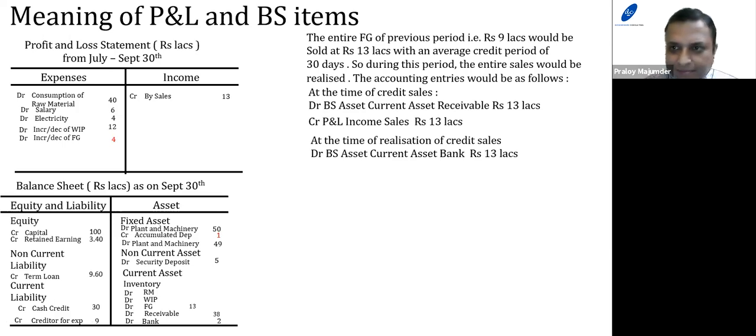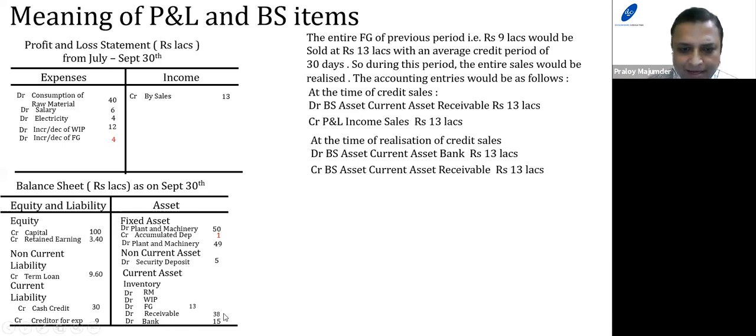Now when the realization is happening, cash flow is happening immediately. So first entry will be the debit balance sheet current assets bank 13. On the asset side, debit, so it will be added. Now 13 plus 2, it has become 15. So what would be the second entry? Second entry means receivable is being realized. So second entry will be credit balance sheet asset current assets receivable 13. Here receivable was 38. Now 13 is credit, it was debit, so minus, and now receivable would be 25.